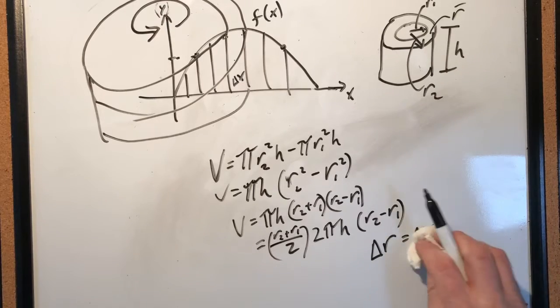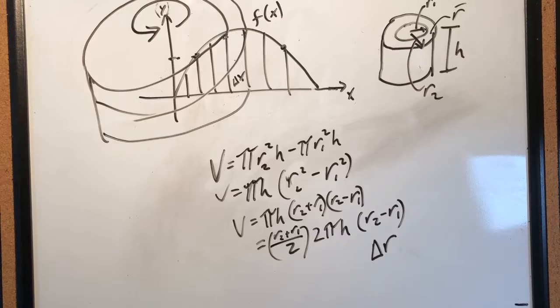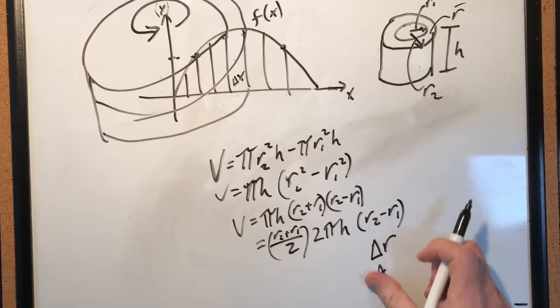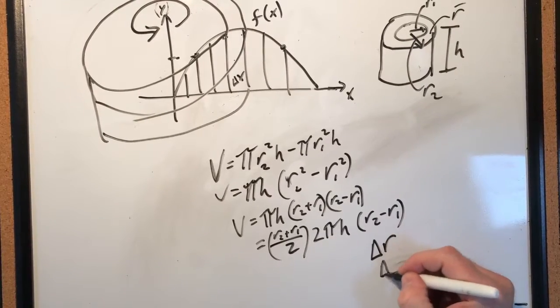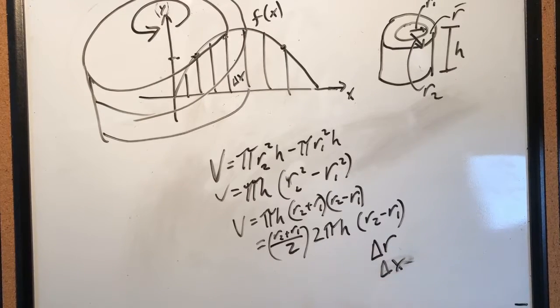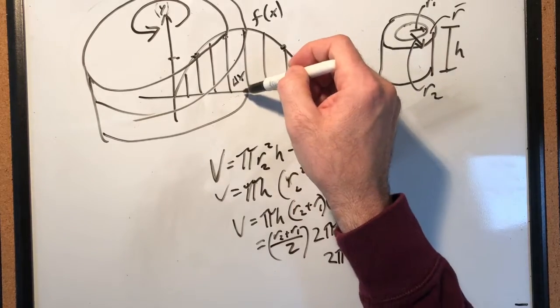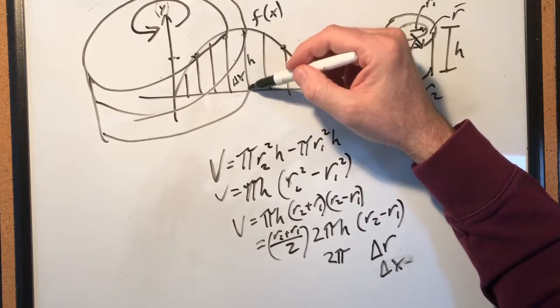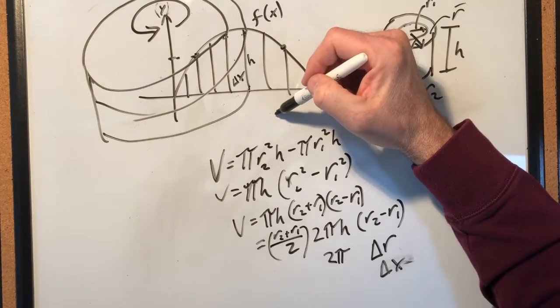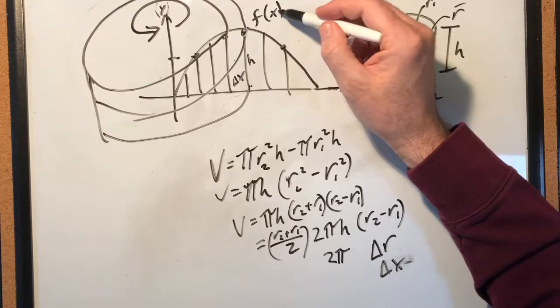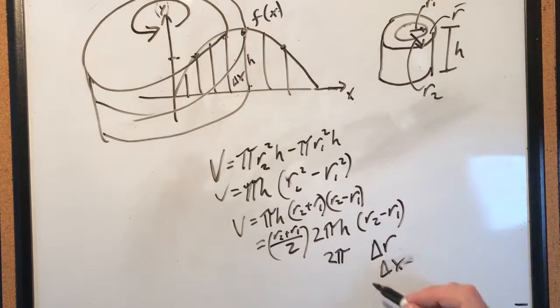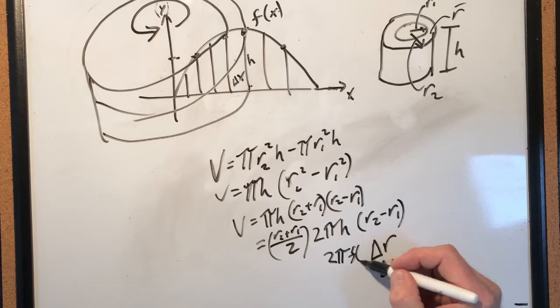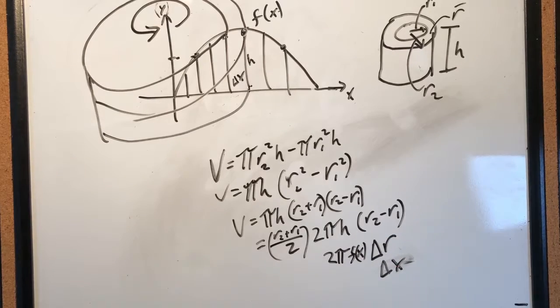Okay, I'm going to erase that because I put that in a very bad spot. So I'll just write it down here. Oops, not ax, delta x. Okay, so 2 pi, and the h right here. h is the height of our little donut cylinder. That actually equals f of x.